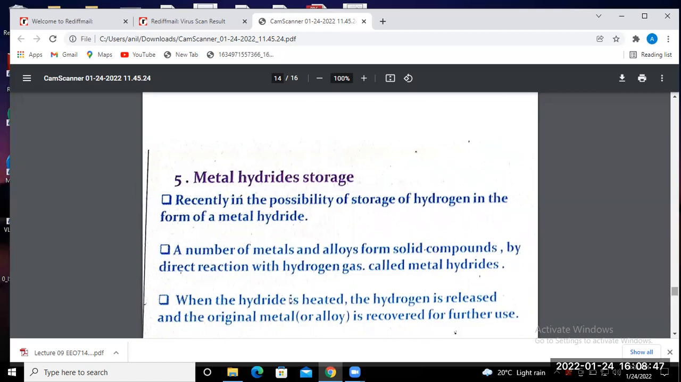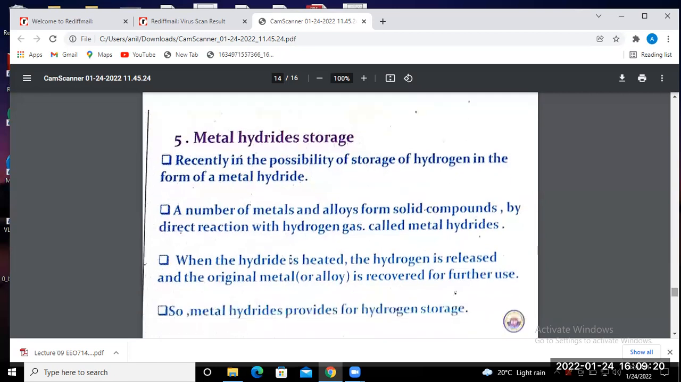A number of metals and alloys form a solid compound by direct reaction with hydrogen gas. Those metals and alloys form metal hydrides. When the hydride is heated, the hydrogen is released and the original metal or alloy is recovered for further use. So this is the recent technique developed for hydrogen storage: metal hydride provides for hydrogen storage.